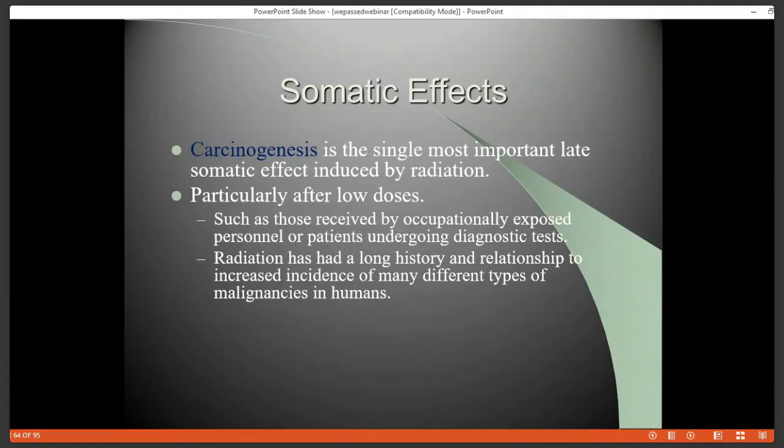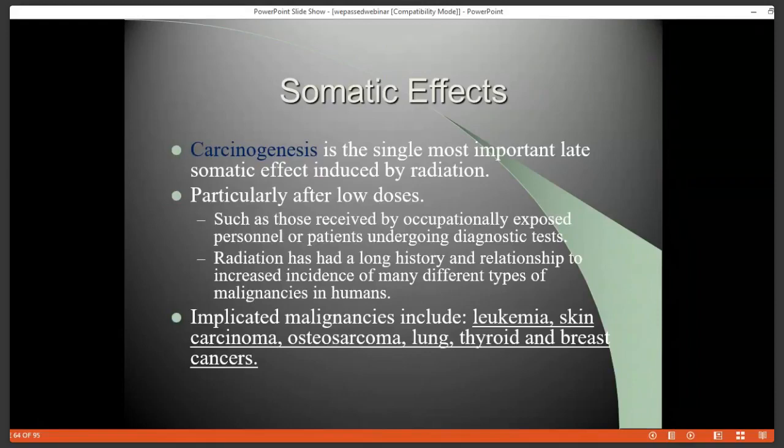The thing here is, why is it that lower doses tend to be the things that we worry about? The cells have to survive in order to mutate into some type of cancer down the road. So with high doses that kill a lot of cells, if the cell dies, of course, there's no chance that it will turn into a tumor or cancer. So again, it is low dose radiation exposure, where the cell survives that dose, that we really need to worry about. The implicated malignancies include leukemias, skin carcinomas, osteosarcomas, and lung, thyroid, and breast cancers, which have a pretty direct link to prior radiation exposure at some point.